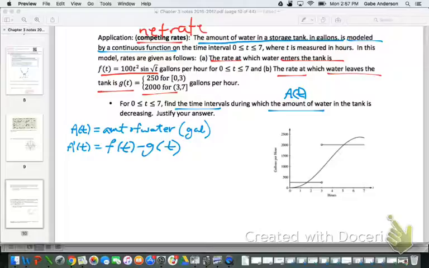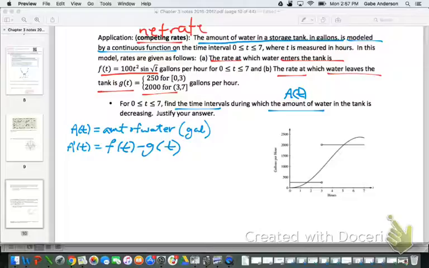First of all, why is it F of T minus G of T instead of G of T minus F of T? Why wouldn't it be the other way around? Austin? So if you're trying to find when A prime of T is negative or under 0, if you're doing F of T minus G of T, since F of T is when water's going in, G of T is when water's leaving. If G of T is bigger than F of T, then it's going to be a negative. Yeah, very true. You're totally right. That was extremely well said.